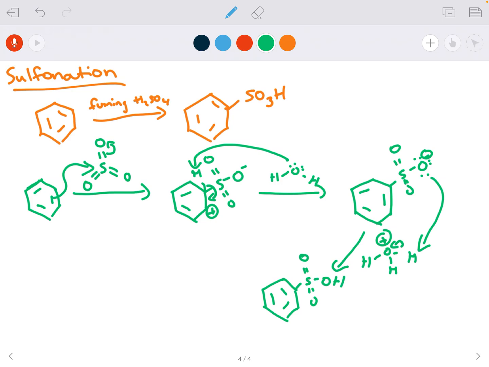Now this reaction is dependent on the concentration and then the temperature of the H2SO4 you're using. I can reverse this and go from my sulfur substituted benzene back to regular benzene if I use dilute H2SO4. So just something to take note of, you can change the reaction conditions to go from your product back to your reactant.